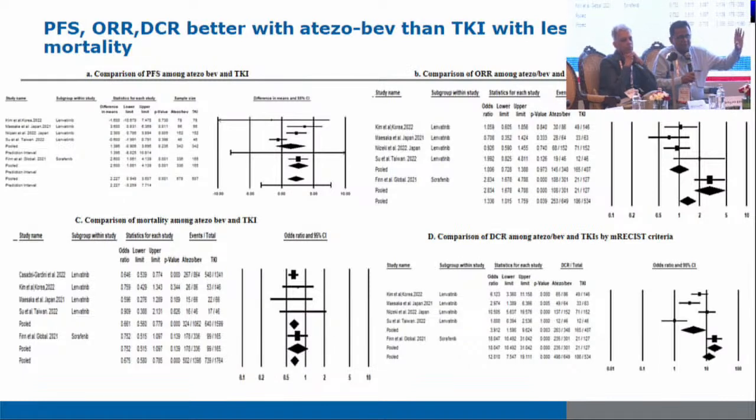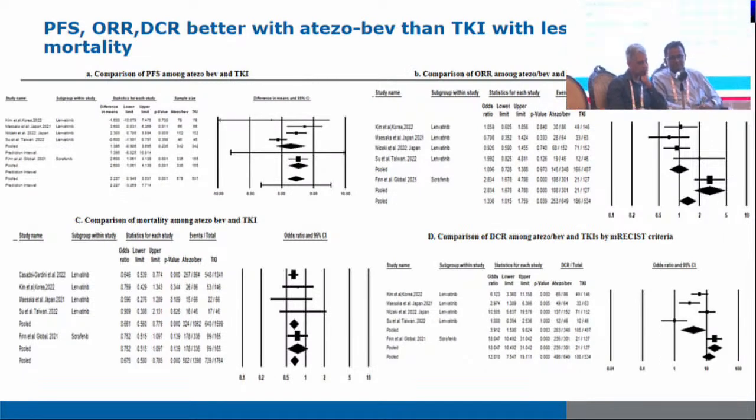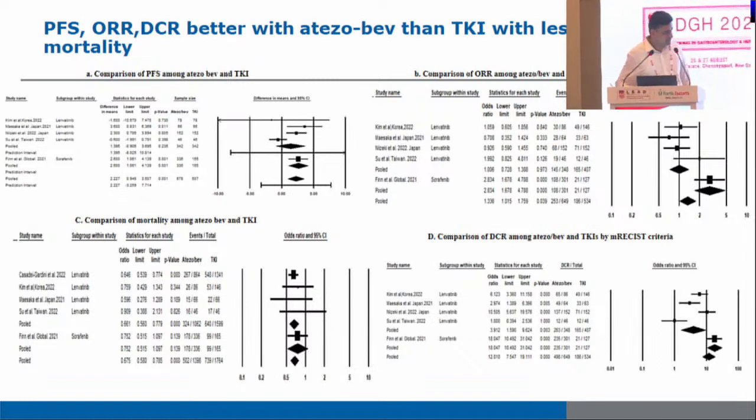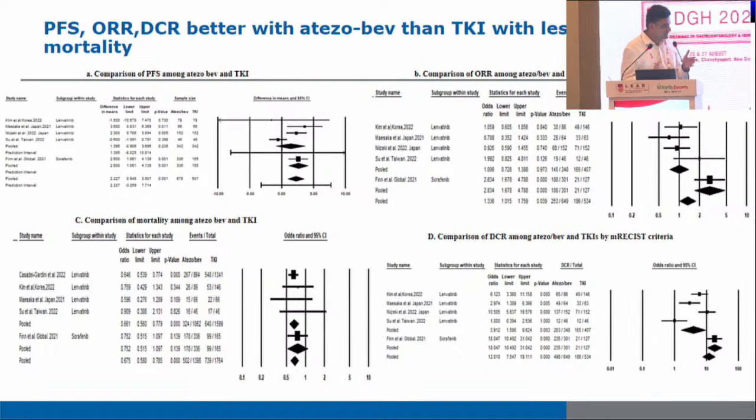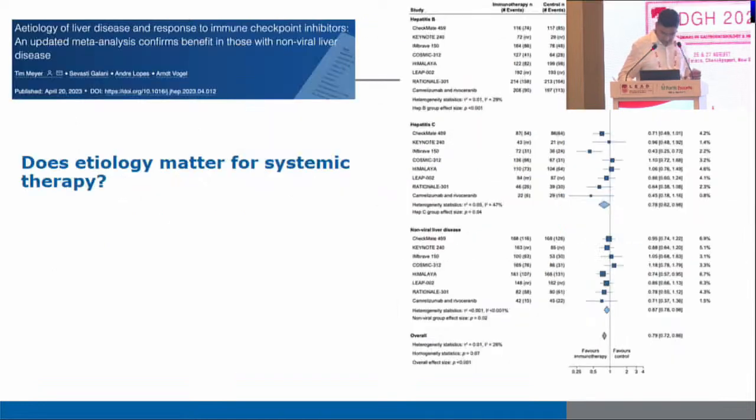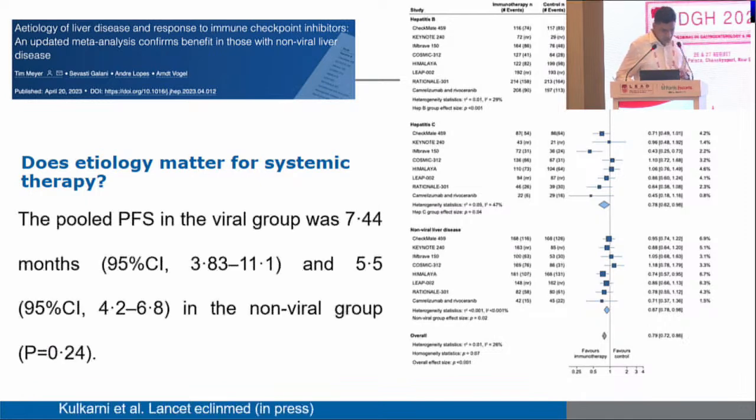We are removing the cost from consideration for the time being, sir. So in the meta-analysis which Professor Saraswat also just mentioned, we noted that PFS, ORR, DCR were much better with atezolizumab and with lesser mortality compared to other TKIs. Although when you compare with lenvatinib alone, it was similar, but at least there was much better PFS with atezolizumab. And does etiology matter? Sir has already said that it has been published in JHEP that etiology does not matter.